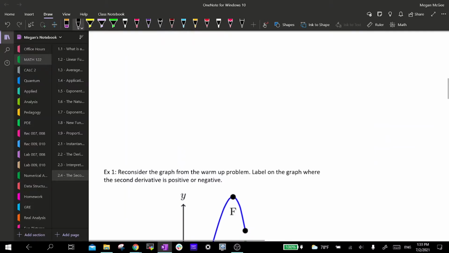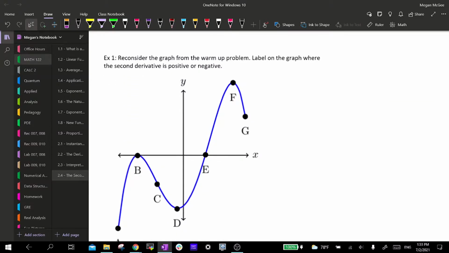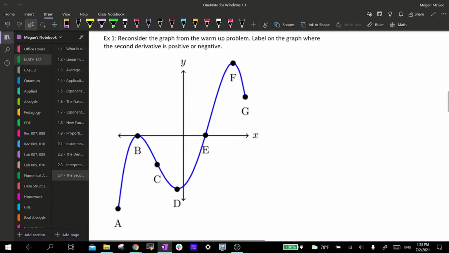So now we get to our first example, which is reconsidering the graph from the warm-up problem. And we're supposed to label on the graph where the second derivative is positive or negative. So we know that this has to do with concavity. So I'm going to go ahead and draw some dotted lines where we have changes in concavity.